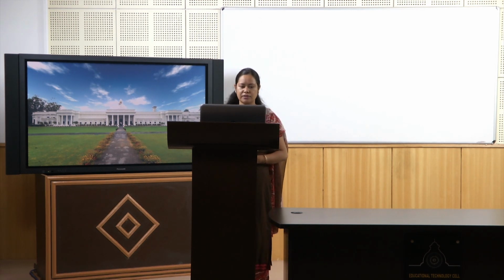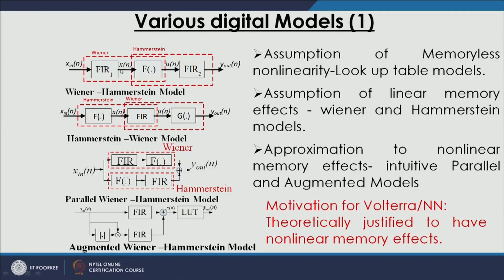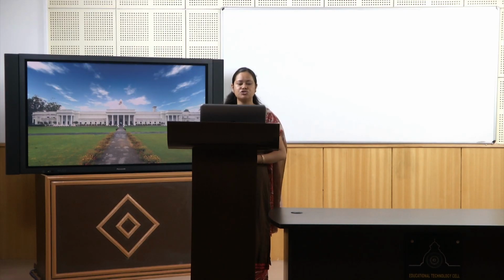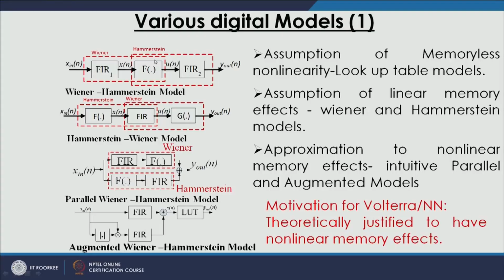So, if we look at the first structure which is called Wiener structure, Wiener is the name of researcher who proposed that we can use a FIR filter before this nonlinearity, and it should be able to give us the perfect model. The Hammerstein has proposed that we put a nonlinear function which is the LUT before a FIR filter, and that structure was called Hammerstein structure.